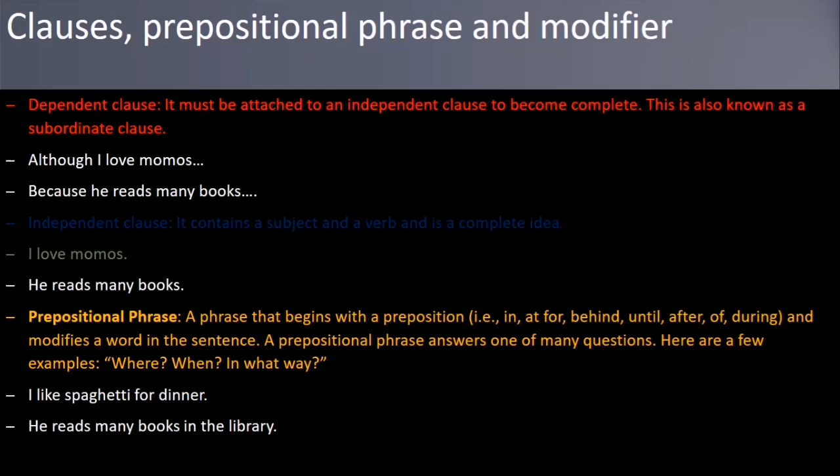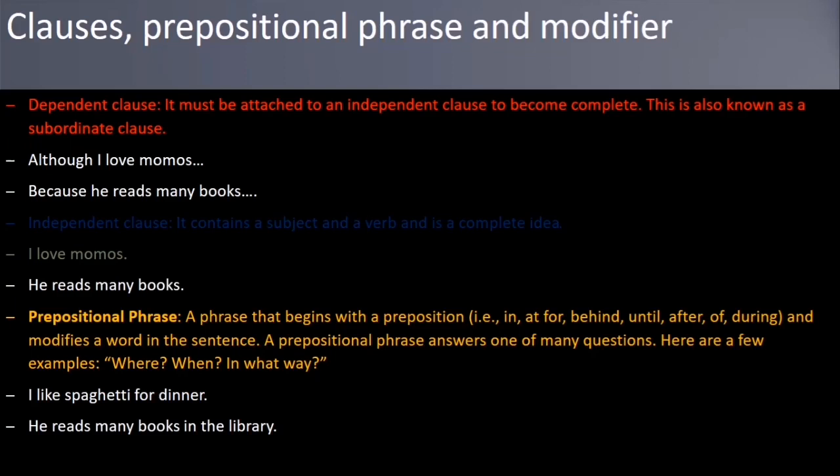So "I like spaghetti" is itself a complete sentence. "For dinner" is a prepositional phrase, explaining why and when I like spaghetti. So this is answering the question of when I like spaghetti: for dinner.